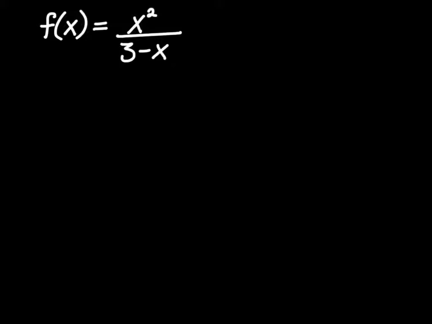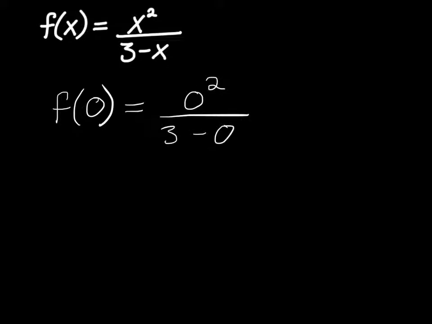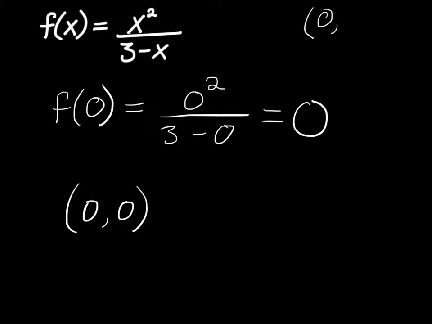Finding the y-intercept is easier than finding the x-intercept because to find the y-intercept, you just set x equal to 0. So I will take f of 0, which is 0 squared over 3 minus 0. And that's just 0. So the point (0, 0) is an intercept. So I'll just make a note of that up here. We have a point on our graph, (0, 0).